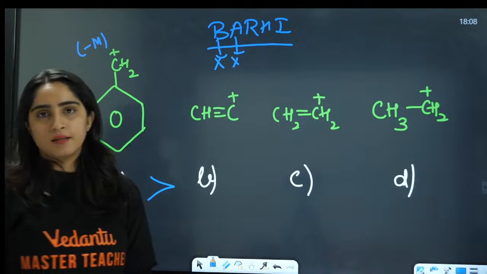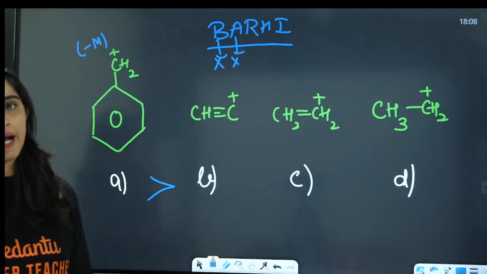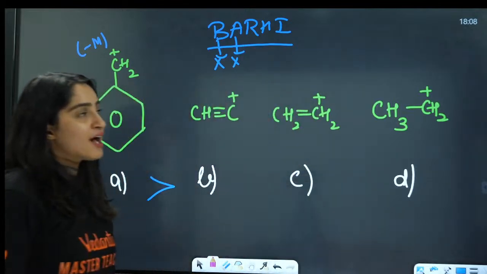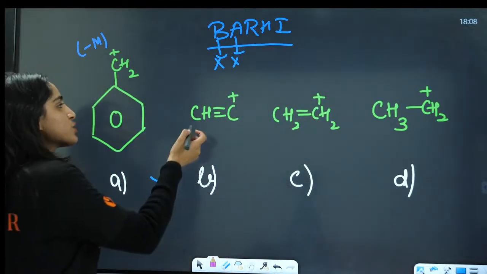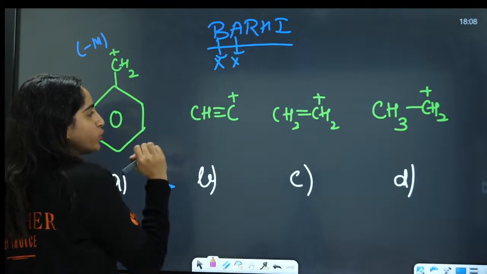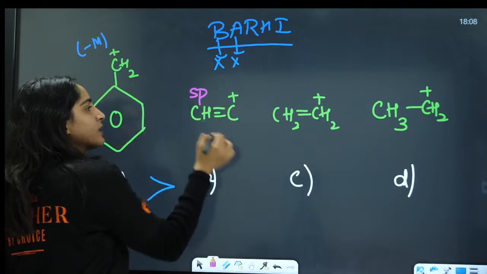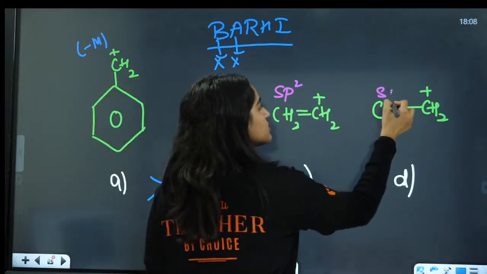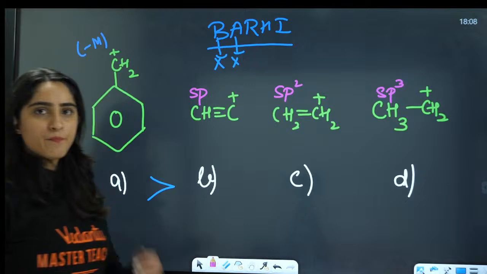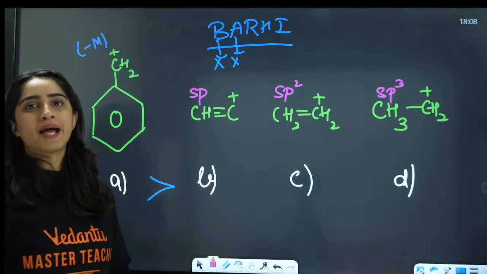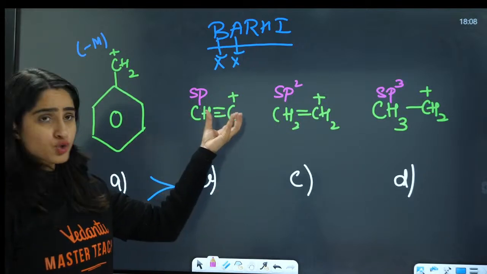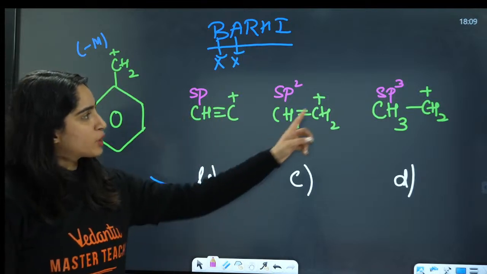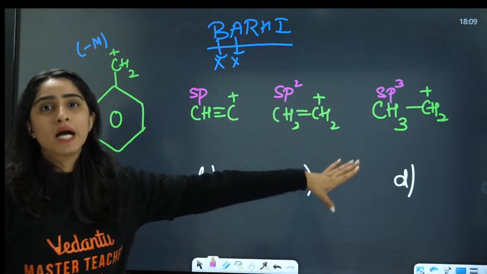So now about B, C, D, what is the factor that is applied here? Let us see, very easy. As you know, this is SP, this is SP2, this is SP3. SP has the maximum minus I effect, so it will make the structure the most unstable as compared to SP2 and SP3.